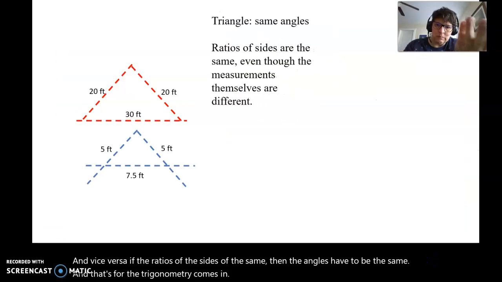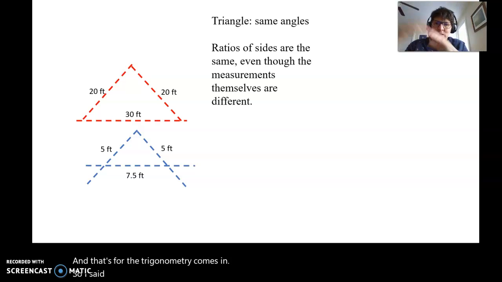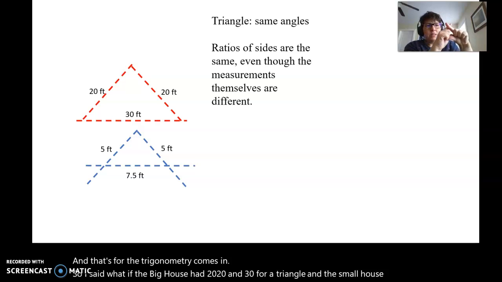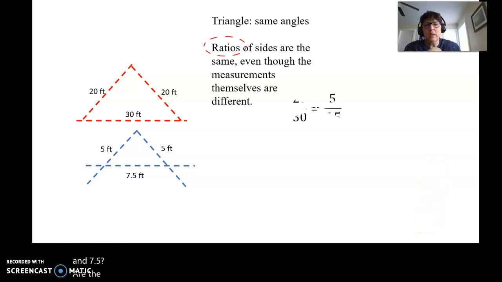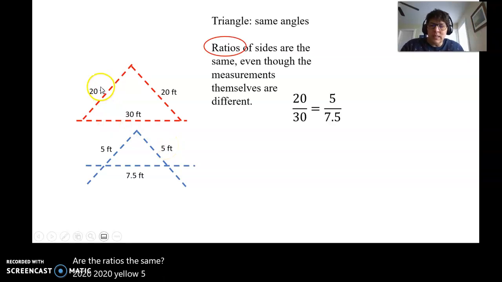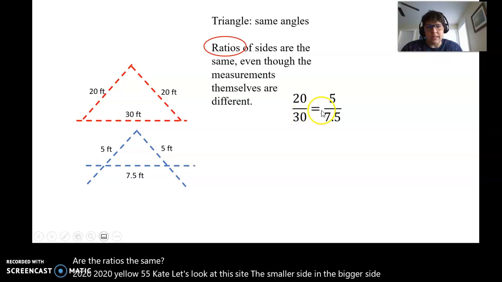So, I said, what if the big house had 20, 20, and 30 for a triangle, and the small house had 5, 5, and 7.5? Are the ratios the same? Well, 20 to 20 is the same as 5 to 5. Okay, let's look at the smaller side and the bigger side: 20 over 30. Now, is it equal to 5 over 7.5?